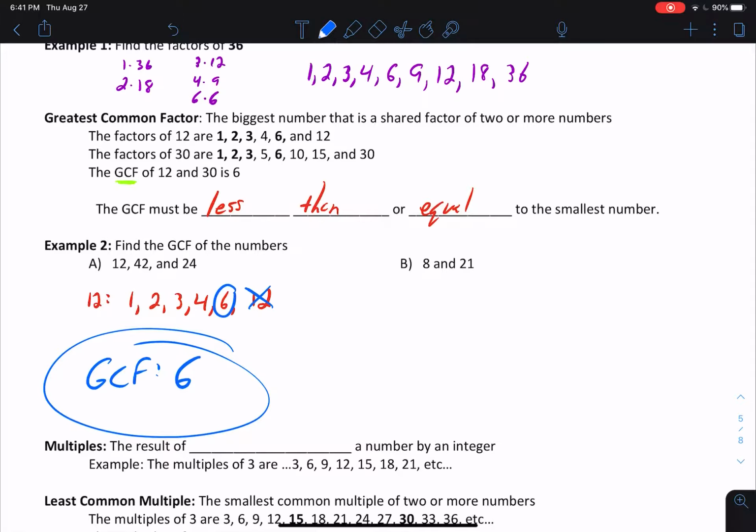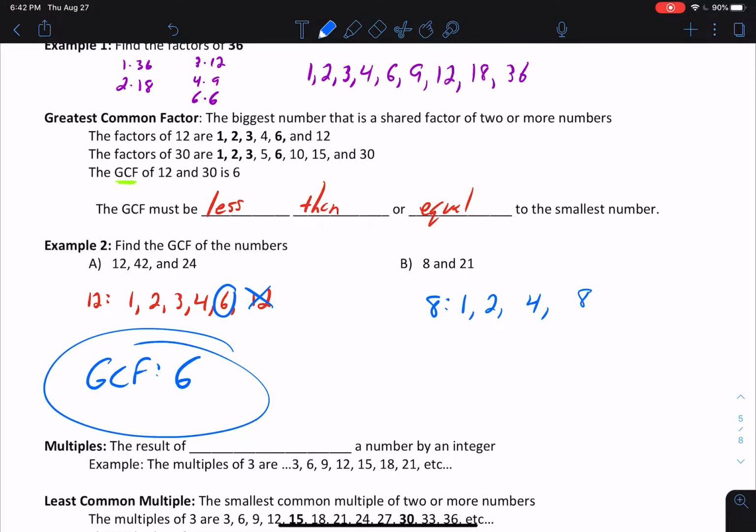Okay? Next up, 8 and 21. What numbers go into both 8 and 21? What's the biggest number that they share? Biggest factor that they share? So let's look at the factors of the smallest number, 8. Well, we could take 1 times 8, and we can take 2 times 4, and that's it.